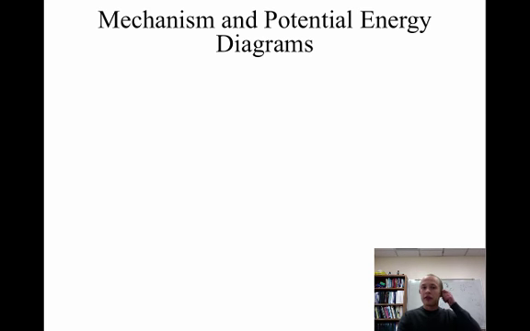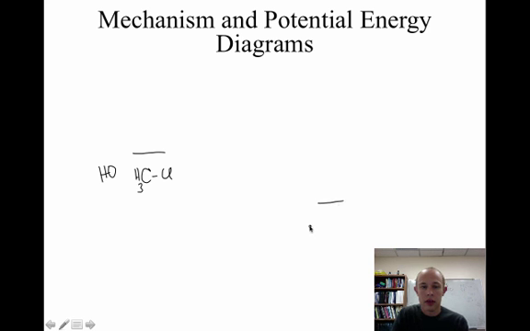So let's say that we wanted to draw a potential energy diagram for the reaction that we just described. The reactants could be here. We had hydroxide and chloromethane. And the products are lower in energy in this case.